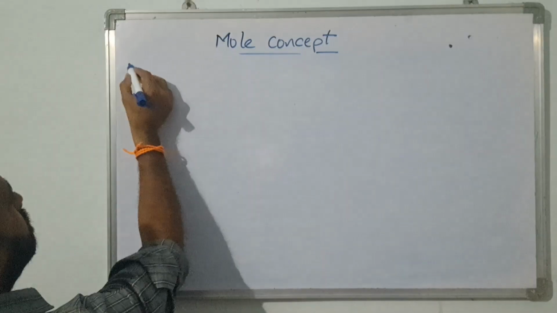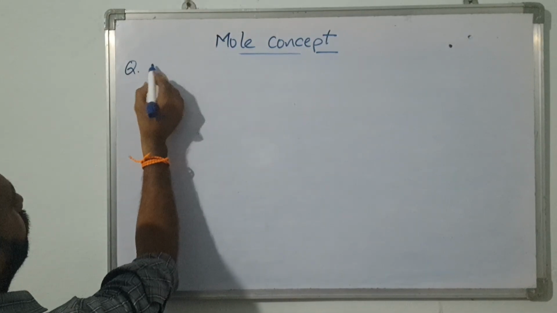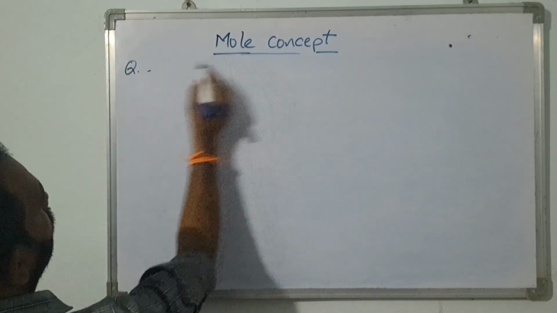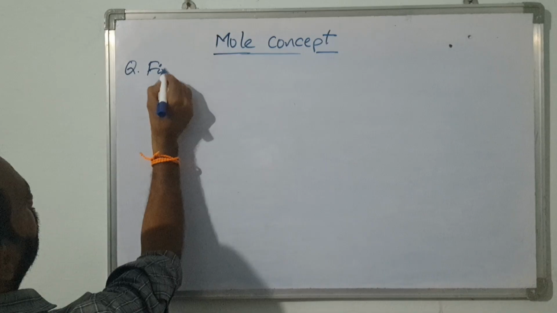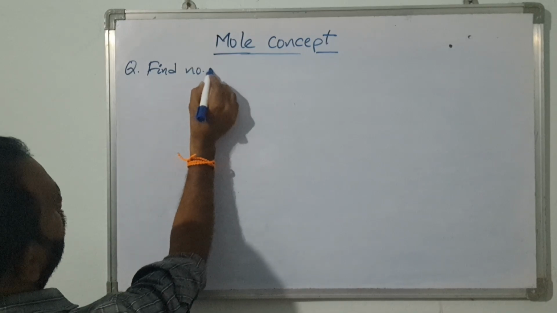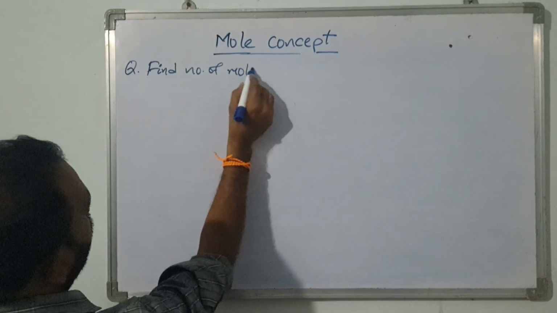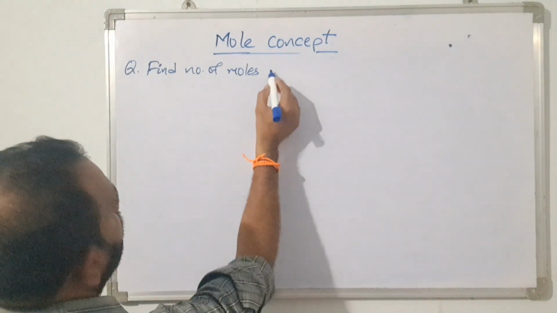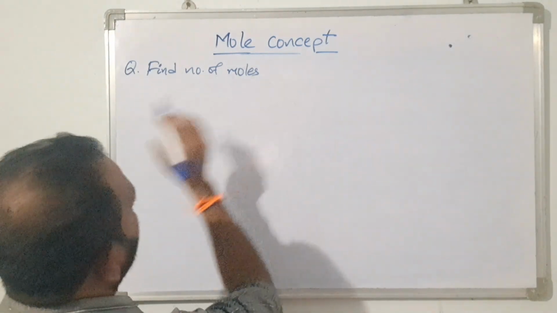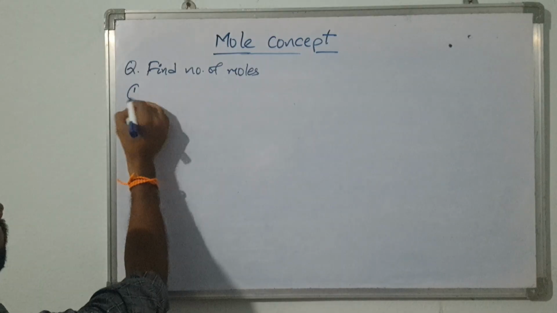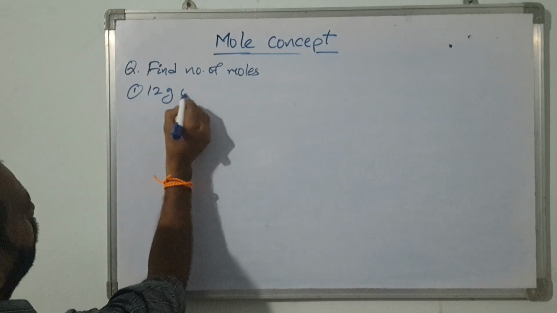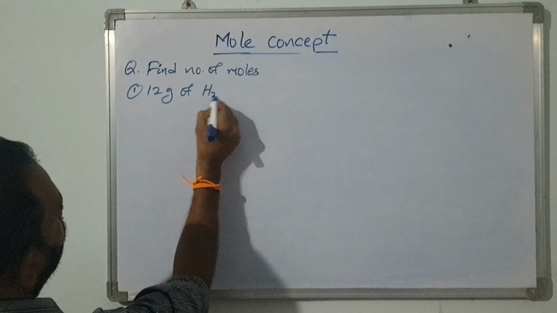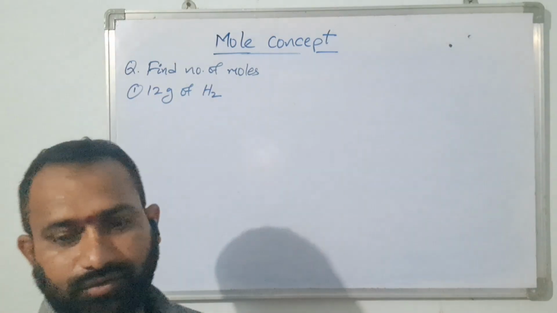So the question is, find number of moles. Find number of moles. First one, 12 grams of H2.